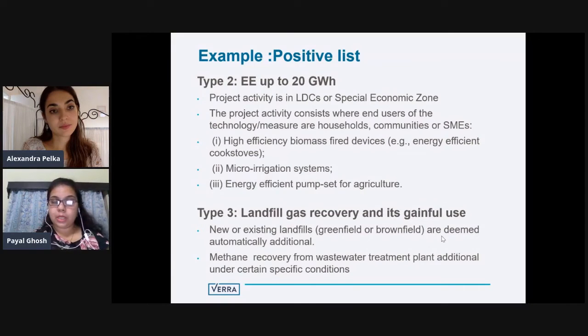Under the type 2, for example, energy efficiency, again micro scale up to 20 gigawatt hour, if the project is from a specific geographical zone, and if the project activities are usually providing the energy sources or distribution of these energy efficient cook stoves to households or communities, they would also be deemed eligible and could apply the positive list. Similarly, as I already indicated, landfill gas recovery, so new or existing landfills are also deemed as automatically additional, and the same for methane recovery from wastewater plants under certain specific situations.